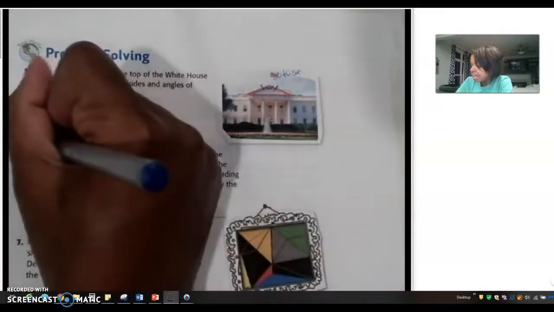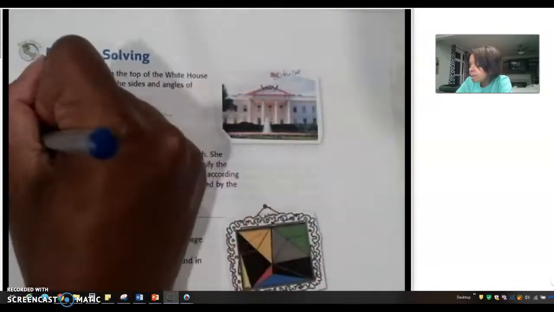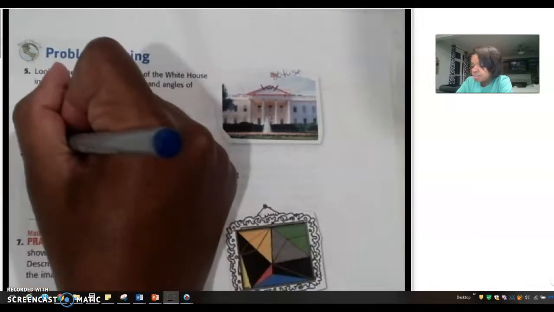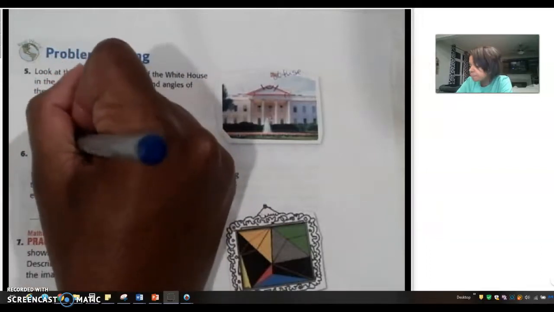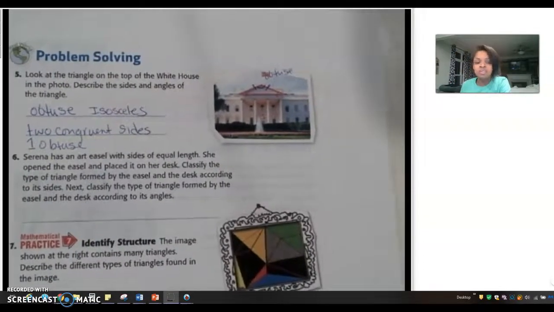And it has at least 1 obtuse, well, it can only have 1, I shouldn't say at least, but 1 obtuse angle. It can only have one obtuse angle. Okay, the other two angles have to be acute if one is obtuse.